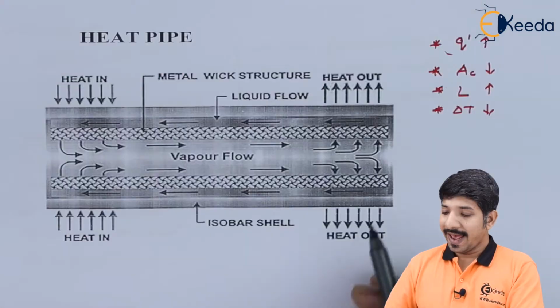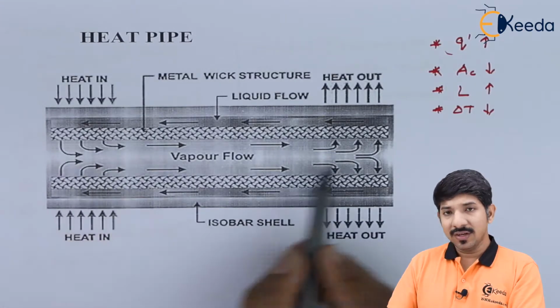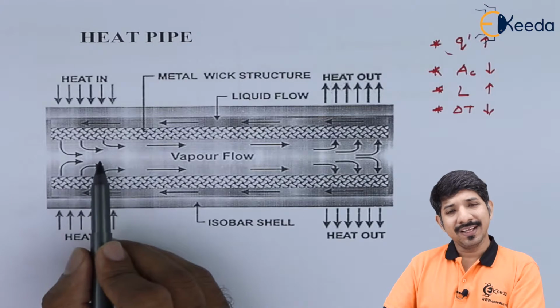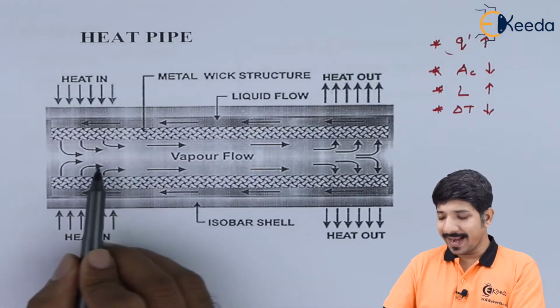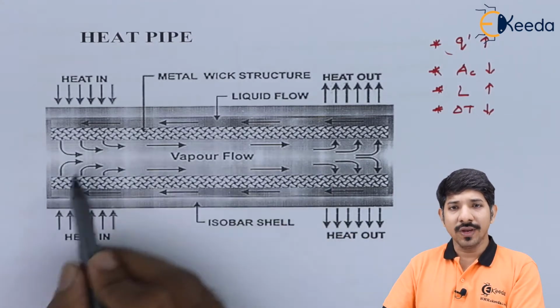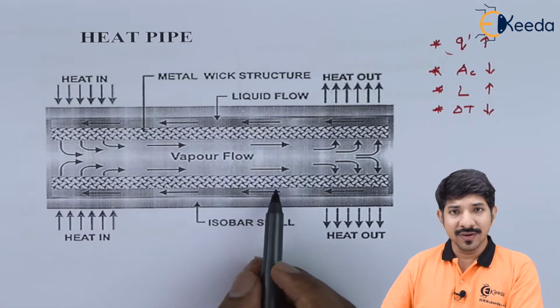Reversible operation. As we have seen previously, there is a cycle here. The colder fluid will keep on moving to the evaporating part, where it will again get converted to vapor and travel to the condensing part. So this cycle will keep on rolling. So it's a reversible process, or very close to a reversible process.